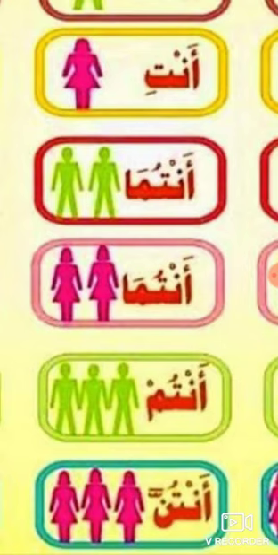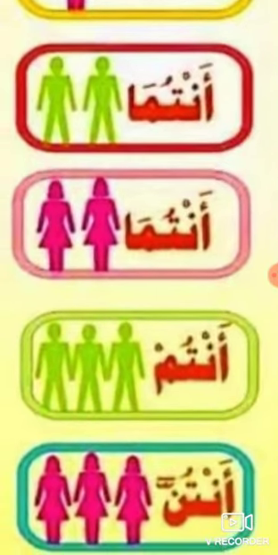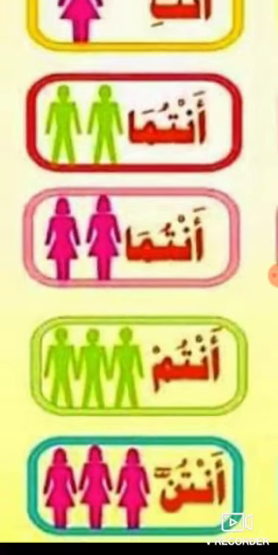And the plural more than two, in other words, three and above. For males, it's just antum, and for females, antun, ending with a noon, with an n. So dual plural is the same, antuma, but for males, plural more than two will be antum, and for females, antun.